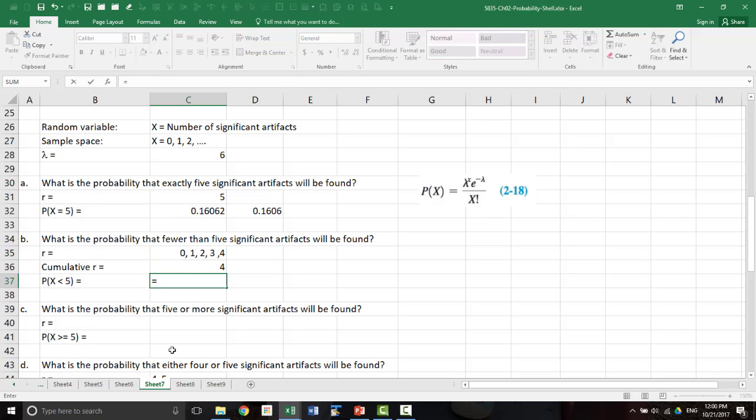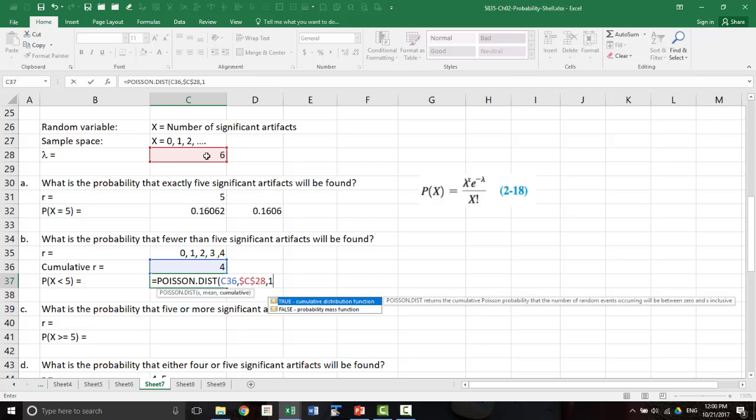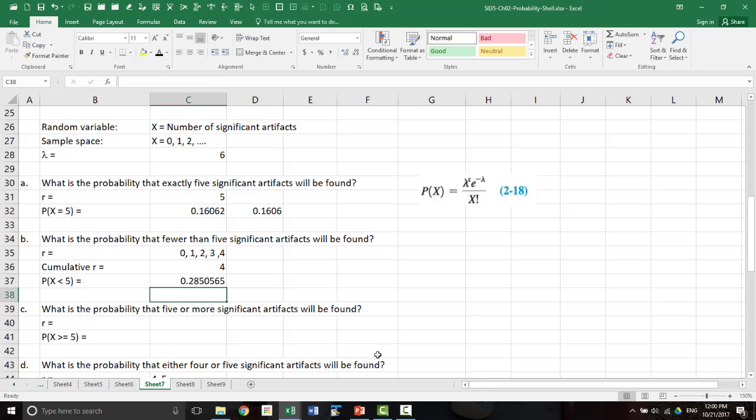Then, all right, let me set it up again. POISSON.DIST, r is there, and lambda is over there, and we do want cumulative probability this time. So comma 1 will give us the cumulative probability.